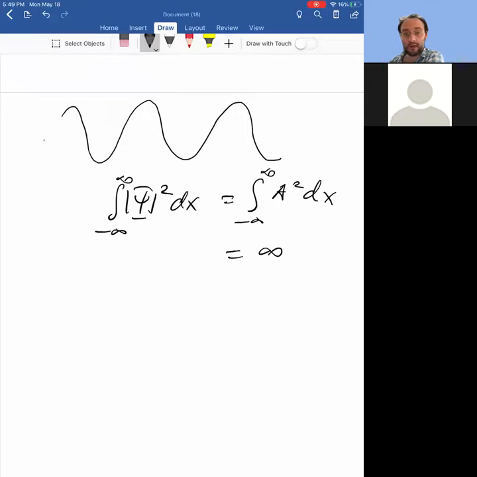You cannot normalize a plane wave. So even though a plane wave is a solution to the free particle Schrodinger's equation, it's not a solution that represents anything physical. To make it physical, it has to be a normalizable wave function.